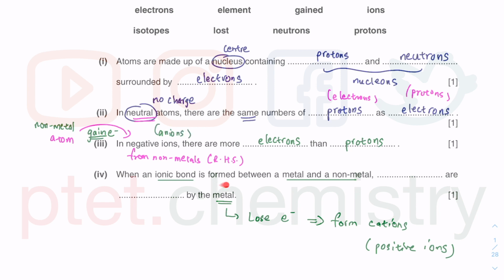Therefore, in this ionic bond between a metal and a non-metal, the metal will lose electrons, so electrons are lost, and then you will get a positive charge, metal cations. So it's metal cations and non-metal anions for the previous example. That's it for that 4 marks.